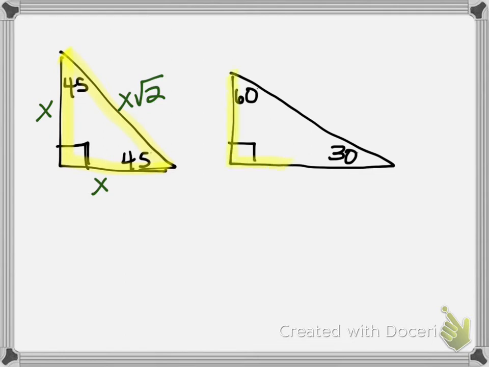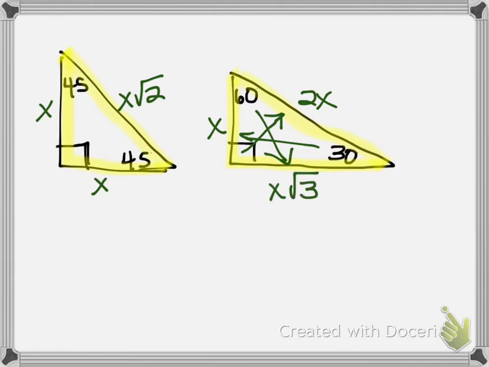In the other type of special right triangle, the 30, 60, 90, across from your smaller angle is your shorter leg. So this one's always x. Your hypotenuse across from the 90 is always double that, so that's going to be 2x. And across from your larger acute angle, the 60, it's always going to be the shorter leg x times the square root of 3. So again, it's going to be one of those two types in your picture.